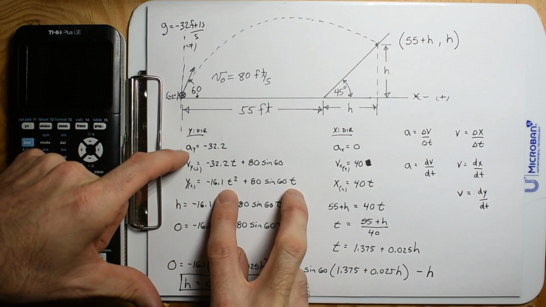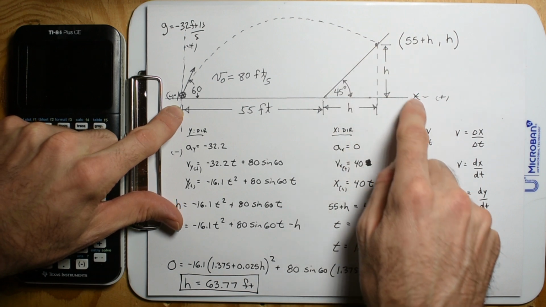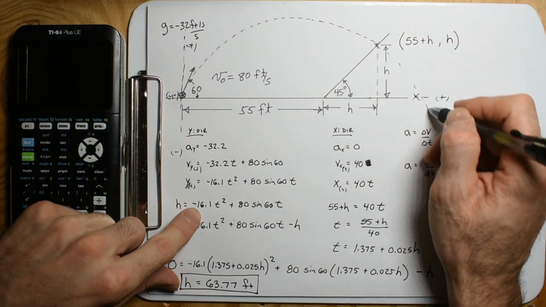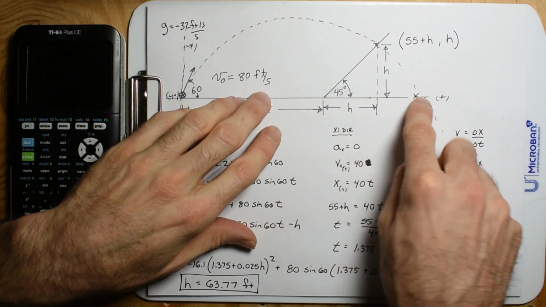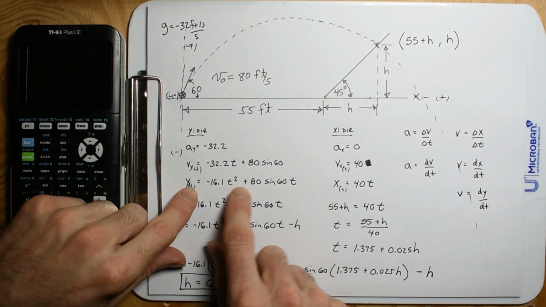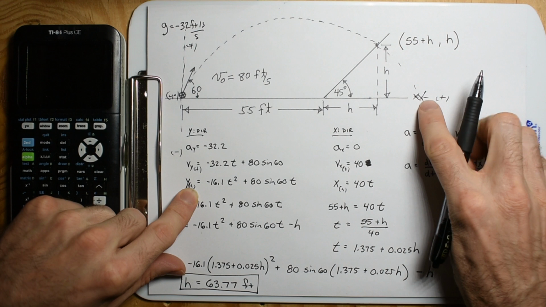And then as time goes on, this thing is going to travel in the down direction. And it doesn't know the ground is here. It could go negative. Let's say this was on a plateau or a cliff. But at some point it's going to cross this axis again.